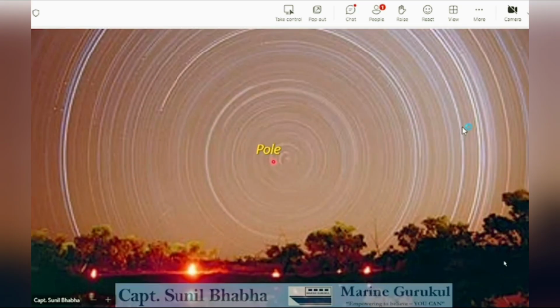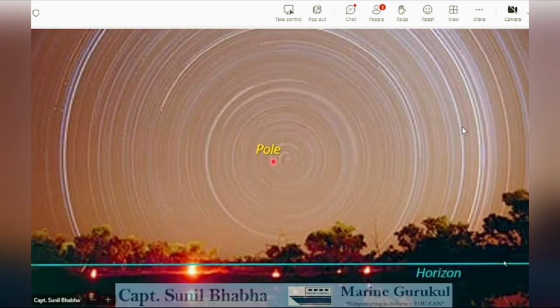Now this picture is taken on land. This is basically the camera pointing towards the North Pole, capturing the horizon as well as the motion of the stars. It is a time-lapse picture of the motion of the stars. So because it is taken on land, the horizon is not very clear. So let's mark the horizon in this diagram. You can see this blue color line appearing at the bottom. This represents the horizon of the observer. So this is the horizon.